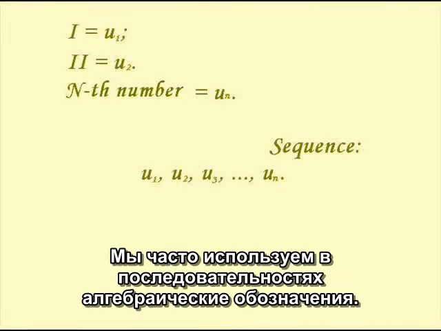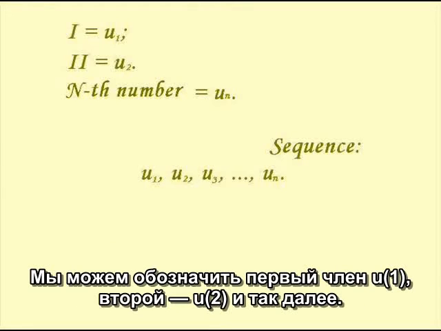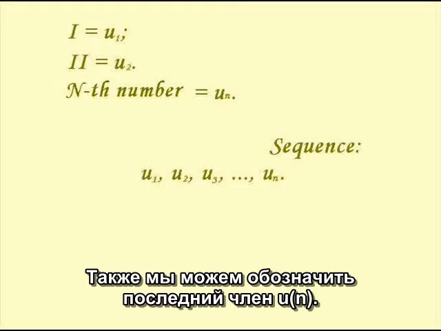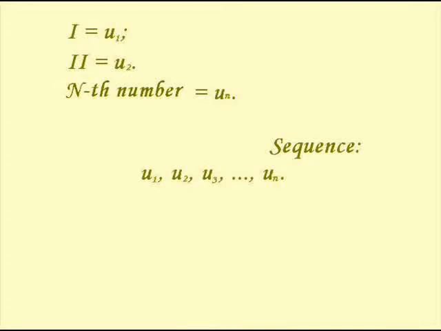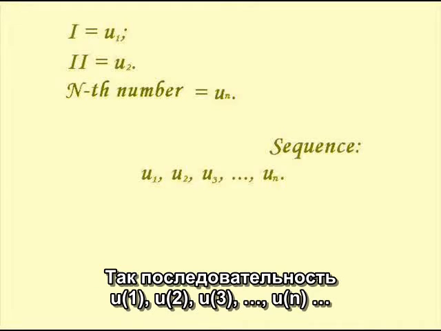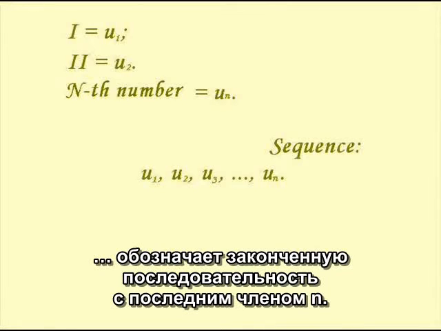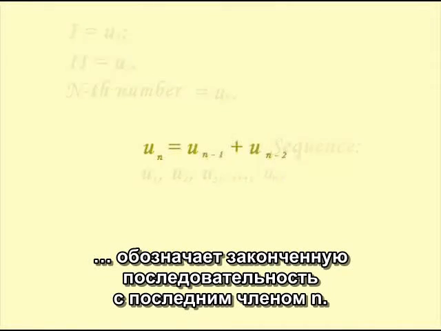We often use an algebraic notation for sequences. We might call the first term in a sequence u₁, the second term u₂, and so on. With this same notation, we would write uₙ to represent the nth term in the sequence. So u₁, u₂, u₃, up to uₙ would represent a finite sequence containing n terms.